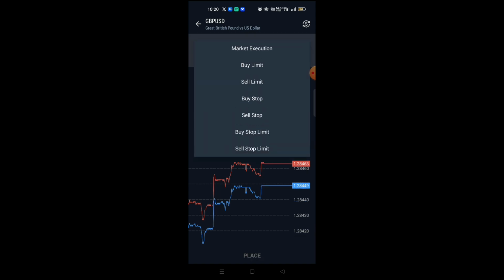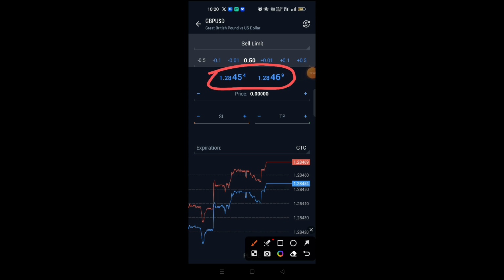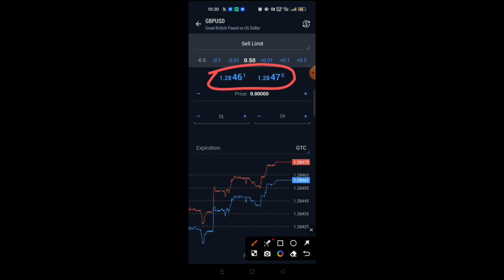Then for sell limit, this is still the current market price. If you are selling at the current price or selling above the current price, you use sell limit. So if I want to sell at 1.29 now, I have to use sell limit. But if I want to sell at maybe 1.27 or 1.281, any price below this price, I use sell stop.